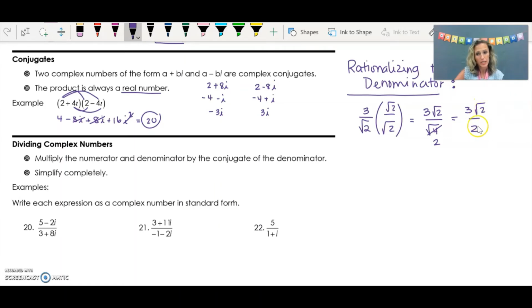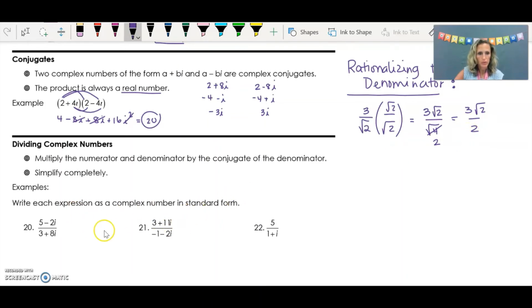It's tempting to want to cancel out these 2's, but we can't cancel something that's on the inside of a radical with something that's on the outside, and the 3 and the 2 cannot simplify. So this is in simplest radical form; we're not allowed to have a radical in our denominator.